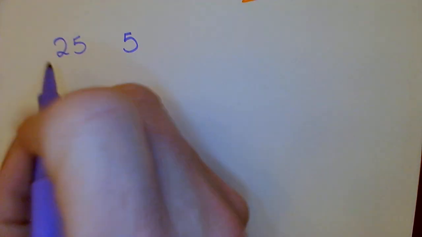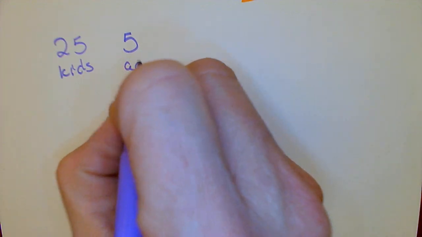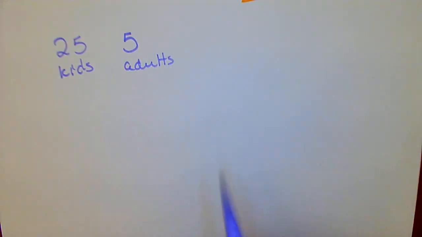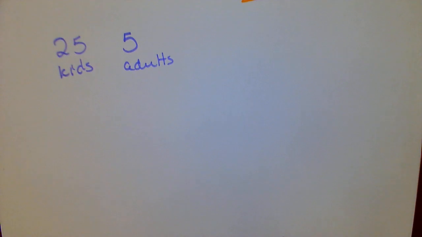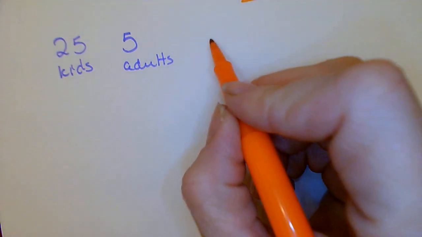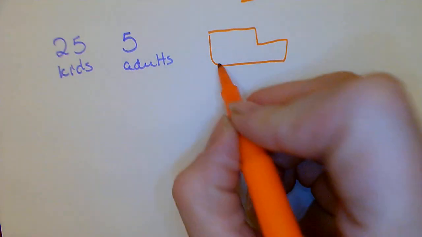So we have 25 kids. And let's just kind of show this. And we have 5 adults. Now, each bus, did you hear that word? Each bus can hold 20 people. So if I have 1 bus, it's going to be able to hold 20 people, and each one of these buses can hold 20 people in it.